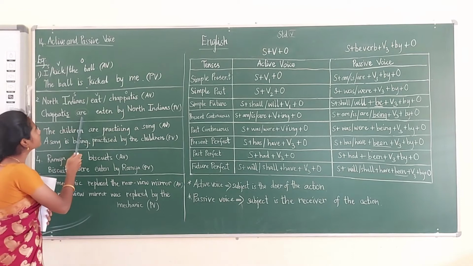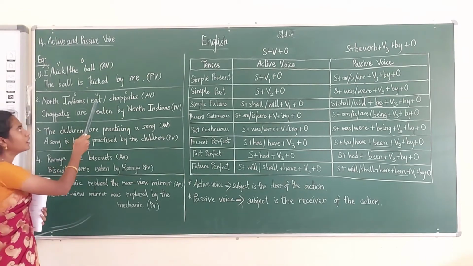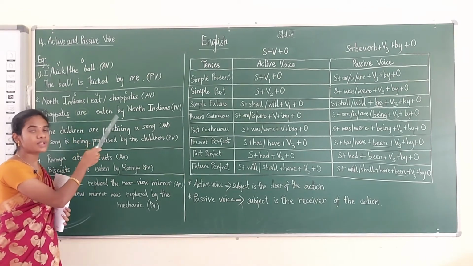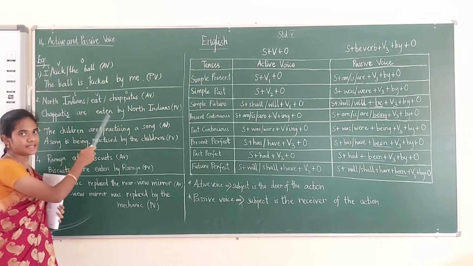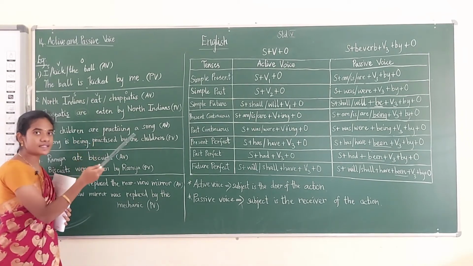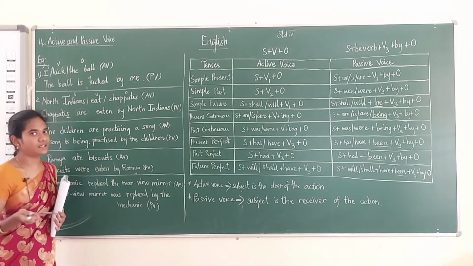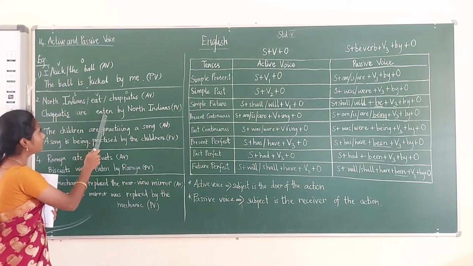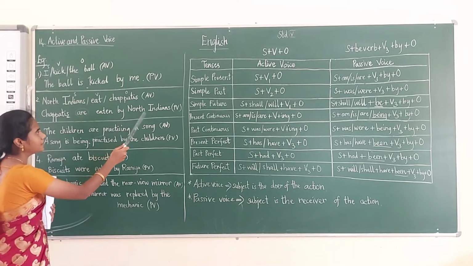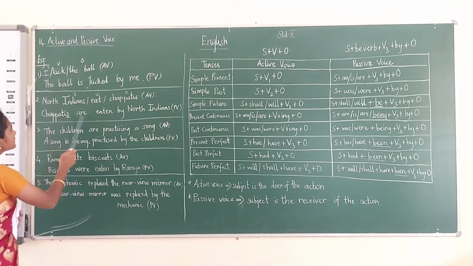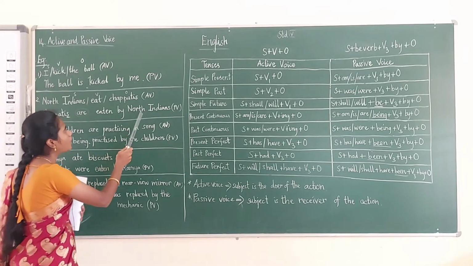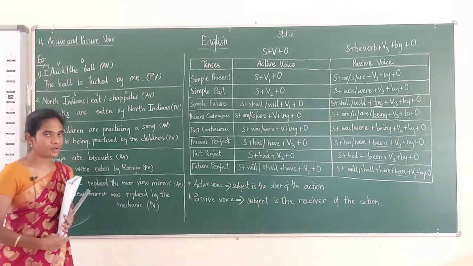Okay, the next is the verb eat. So V3 form, what is the past participle form of eat? That is eaten. Eat, ate, eaten. Eaten is the last word, the V3 form. We have to write the V3 form, eaten by North Indians. So this is a passive voice. Now read it. Chapatis are eaten by North Indians. Okay, are you clear with this?